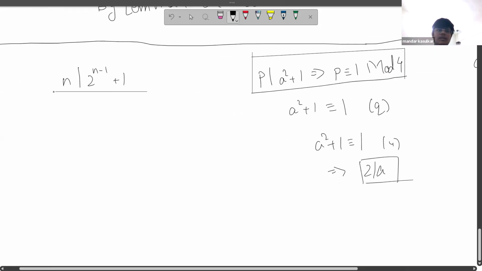Oh yes, in this problem n is just a natural number. Find all n in that one.